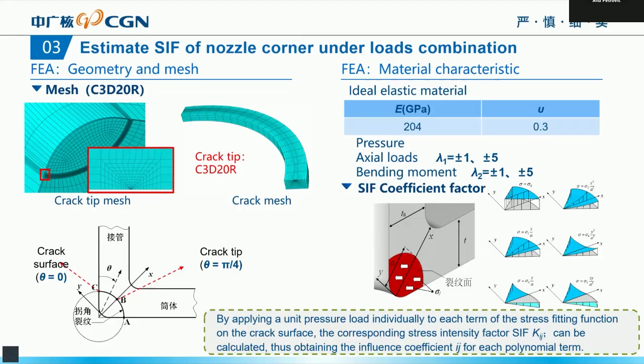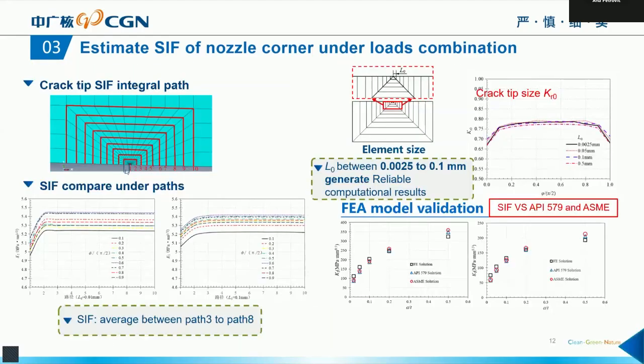Generating this coefficient table is for further engineering estimation. It is much more convenient than making another FEA model. This is the crack tip and the SIF comparison under different paths. For the SIF, we take the average result from path 3 to path 8.